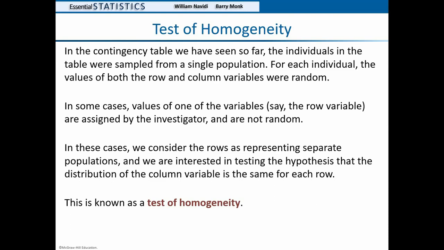In some cases, values of one of the variables, say the row values, are assigned by the investigator and are not random. In these cases, we're going to do a test of homogeneity. So they're different places, and you're going to see why this is true in just a minute when we take a look at it. What we're going to do in that case is say that the distribution is the same for each row, basically independent, even though they are from a different sample. It's the same thing, but we need to call it something different just to let people know the way it's set up.